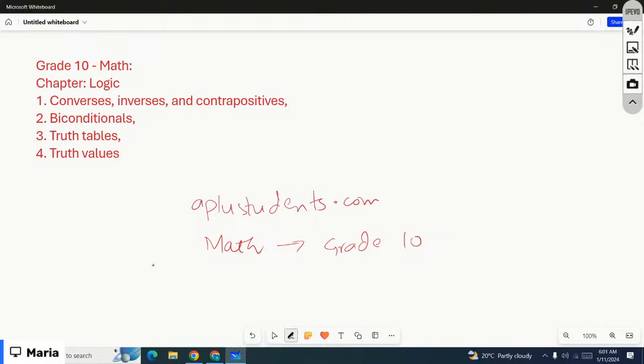There you can find a list of the chapters. We're going to start with the chapter logic. The lessons we're going to cover today are converses, inverses and contrapositives, biconditionals, truth tables and truth values. So let's start with the first lesson, that is converses, inverses and contrapositives.